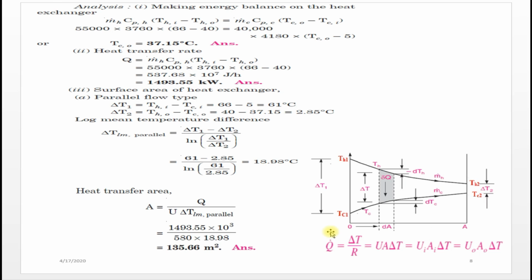From the overall heat transfer coefficient equation, the heat transfer rate Q is given by UA delta T. From this equation, what is the surface area? A is equal to Q by U into LMTD. If you substitute, you will get the area as 135.66 meter square for the parallel flow heat exchanger.